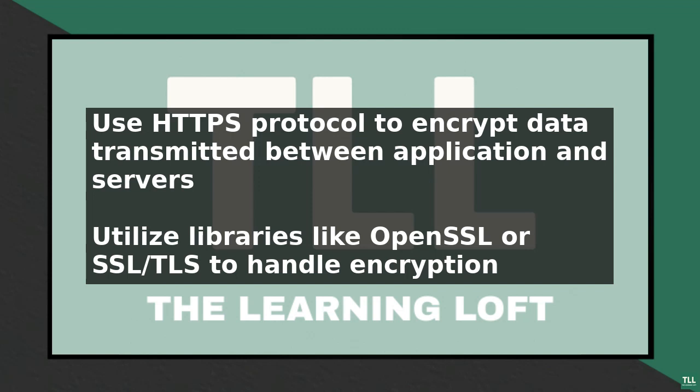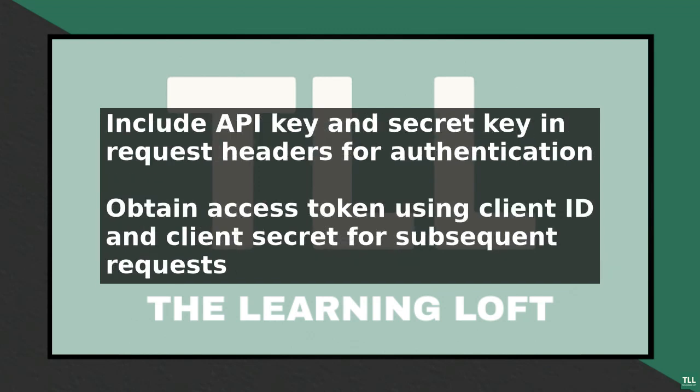When making API requests, you must include the API key and secret key in the request headers, and use the client ID and client secret to obtain an access token. This access token is used to authenticate subsequent API requests. To add an extra layer of security, you can use encryption algorithms, such as AES or RSA, to encrypt sensitive data, such as payment information or user credentials.